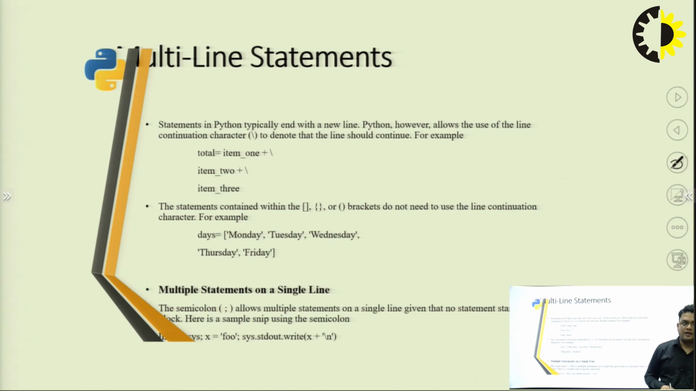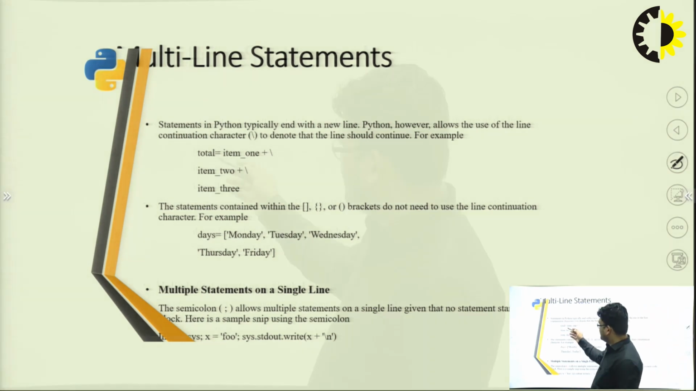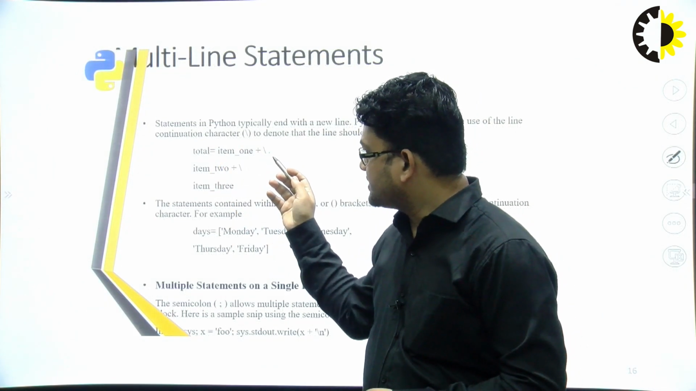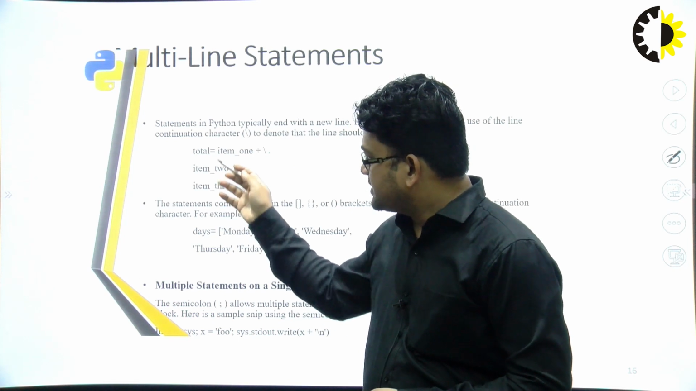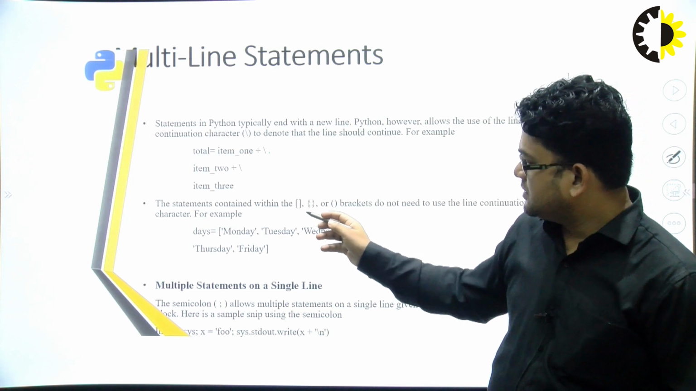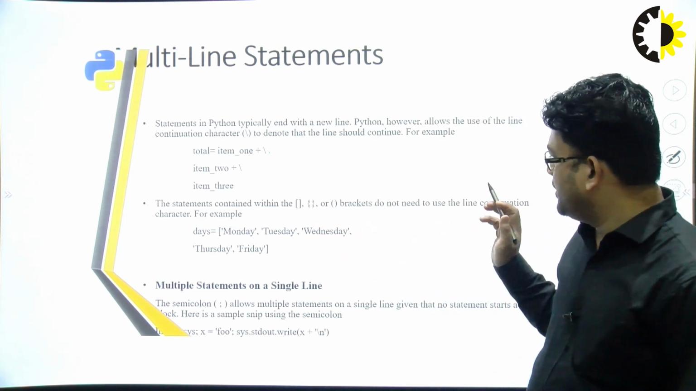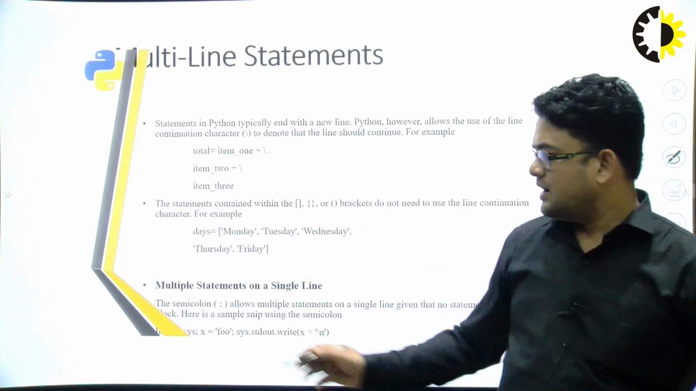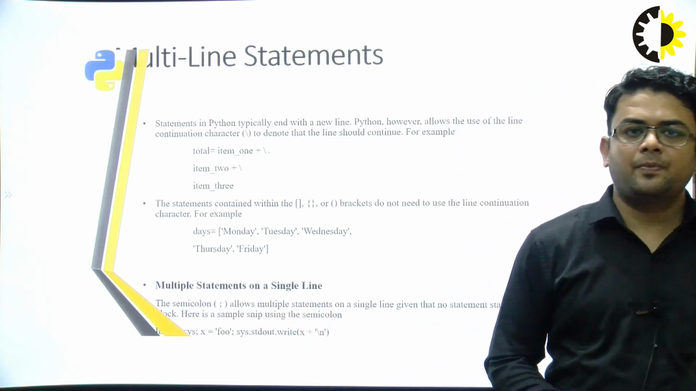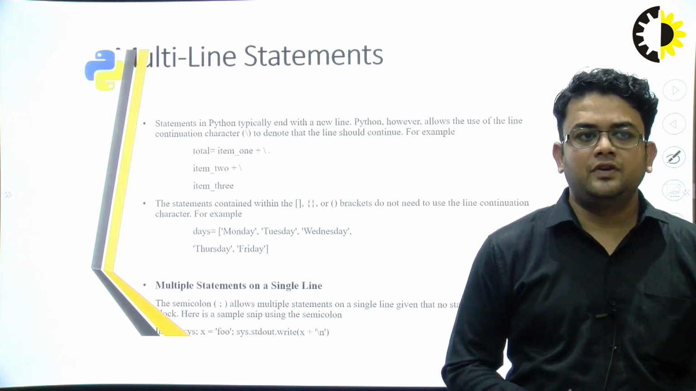Now we have another feature of Python, which is the multi-line statement. How can we use a multi-line statement in Python? If a statement is followed by a backslash, these statements will be treated as a single statement. If we use brackets, there is no need to use the line continuation character. And for multiple statements on a single line, we can also use a semicolon. So these are a few features of Python.